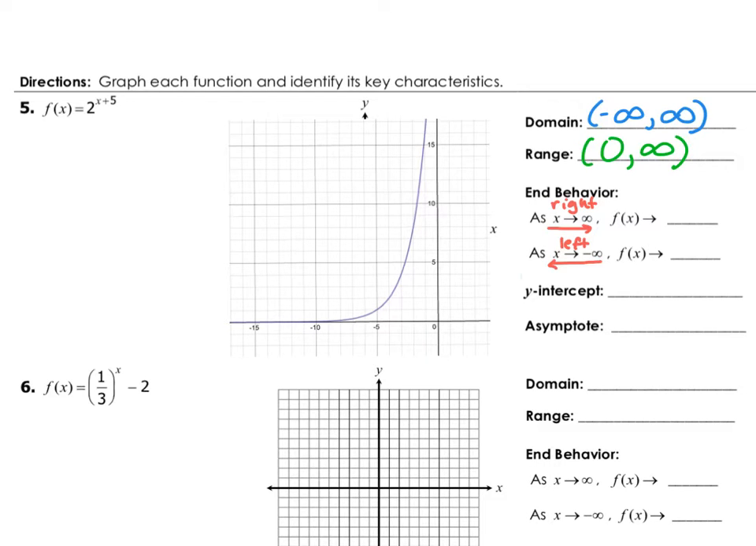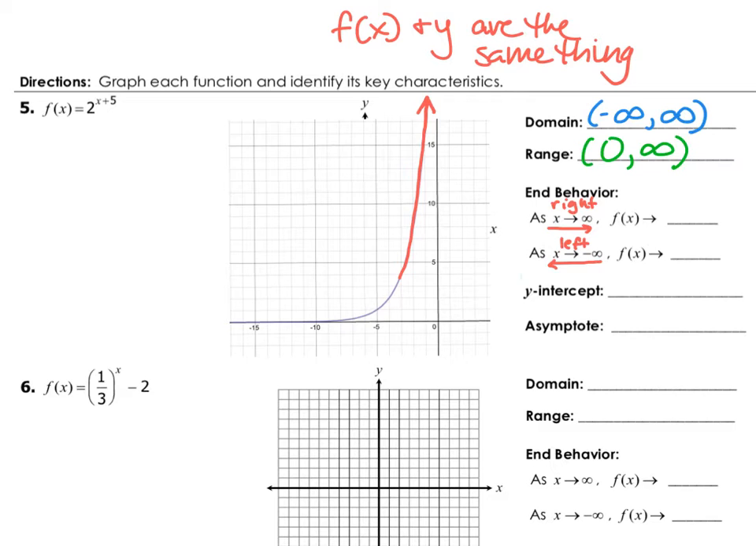As we move to the right of the function, notice how our graph is increasing up to positive infinity. So y, or f of x, f of x and y are the same thing. F of x is approaching positive infinity as well. See how we're increasing toward positive infinity on y?